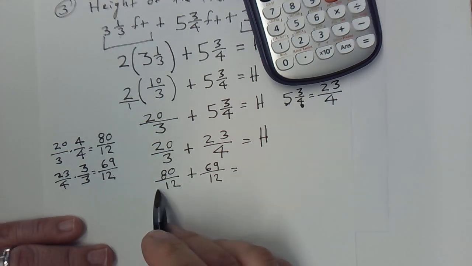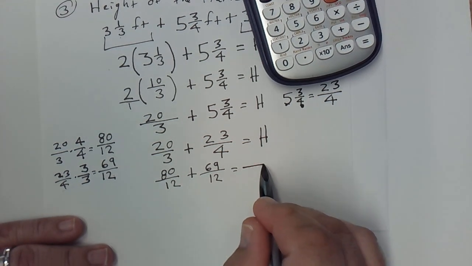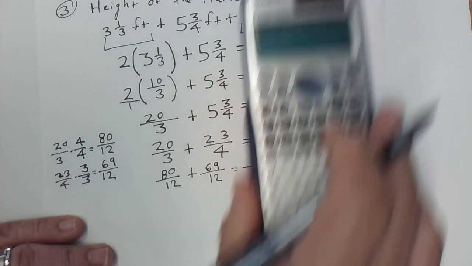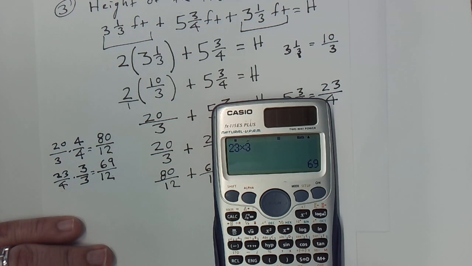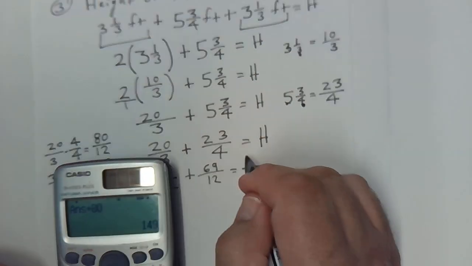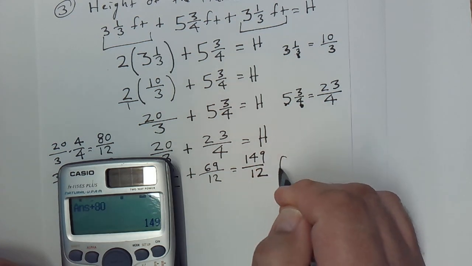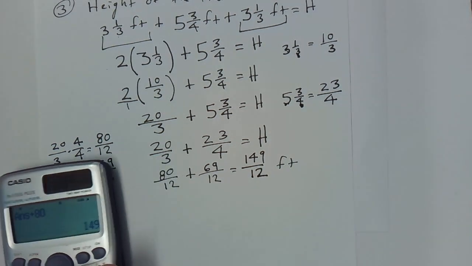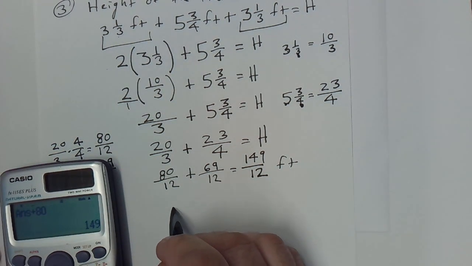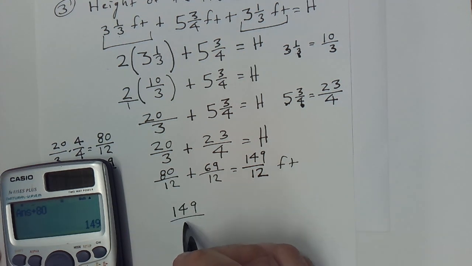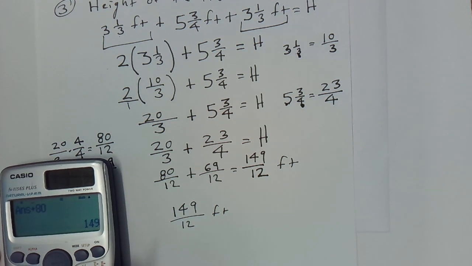Now we have a common denominator, and we can add straight across. The denominator doesn't change, so that stays 12. And the top, we've got 69, and we're going to add to it 80. That's 149, and we know it's still feet. But I'm guessing your instructor might not want it as an improper fraction like this, so we need to turn it back into a mixed number.